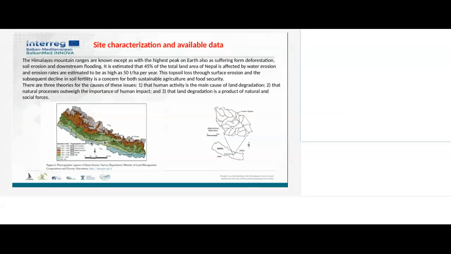The Himalayan mountain ranges are known not only for having the highest peak on Earth, but also for suffering from deforestation, soil erosion, and downstream flooding. It's estimated that about 45% of the total land area of Nepal is affected by water erosion, and erosion rates are estimated to be as high as 50 tons per hectare per year. This topsoil loss through surface erosion and subsequent decline in soil fertility is a concern for both sustainable agriculture and food security.